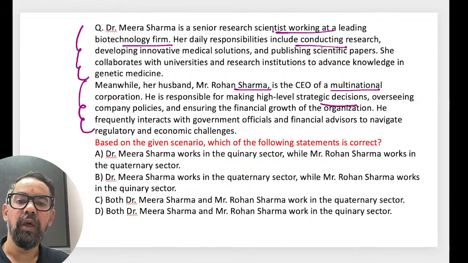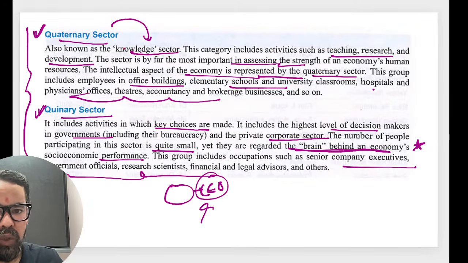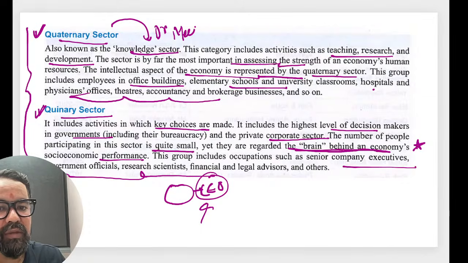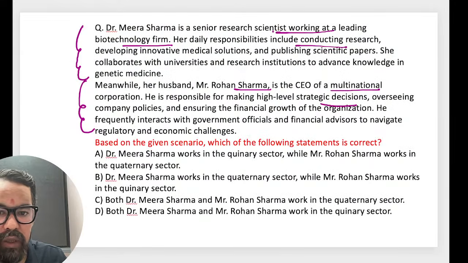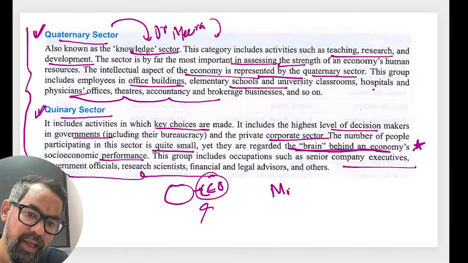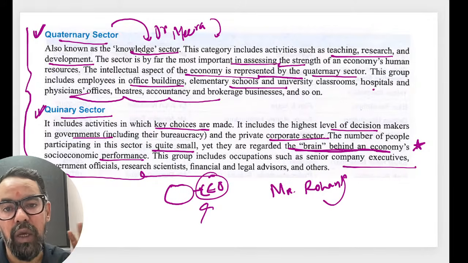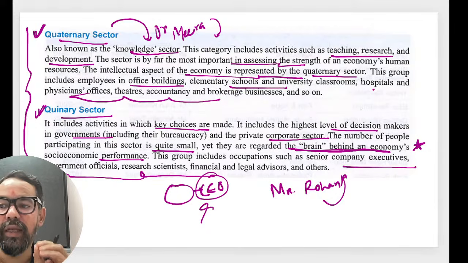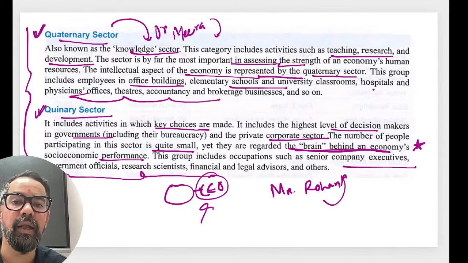So when it comes to Dr. Sharma, we have the quaternary and quinary sectors, okay. So Dr. Meera generally comes under this particular category. And when it comes to her husband, Rohan, Mr. Rohan we generally categorize under this particular category, okay. So it is called the brain behind the economy. They are very few in number, but whatever decisions they make impact the masses, okay.